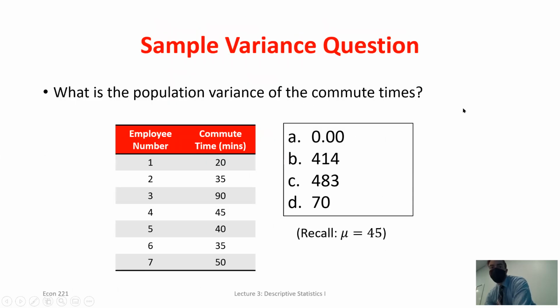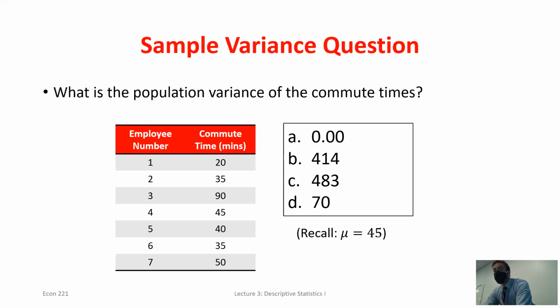All right, so let's say I had a data set like this. This could be a question that I would ask, maybe on an online quiz. First of all, if we think about what is the population variance for this commuter data set, which of these answers can I rule out right away?